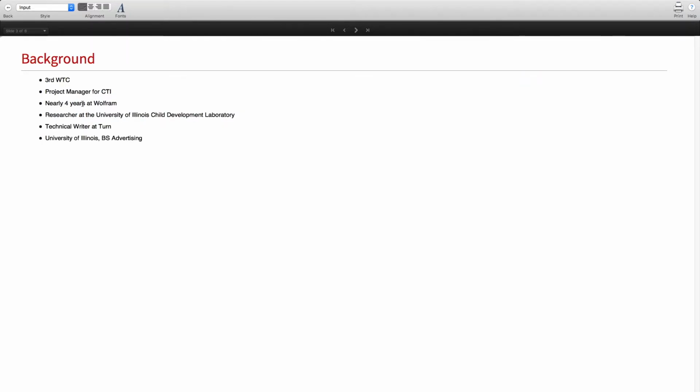But before I get into all those fun, dirty details, why am I here? This will be my third participation at the Wolfram Tech Conference. I have nearly been at Wolfram for 4 years. Wow, okay, time goes on fast. Within this last year, I've taken on the role of project manager for the computational thinking initiatives. This means I've overseen the on-the-ground efforts and the strategic outreach for all of the AI League programs and various computational thinking outreach.